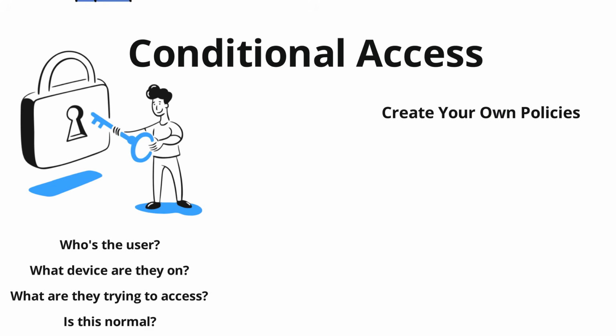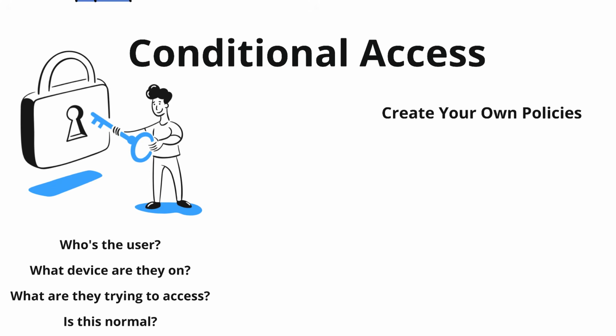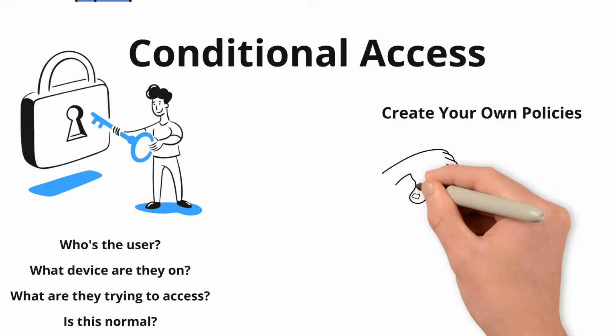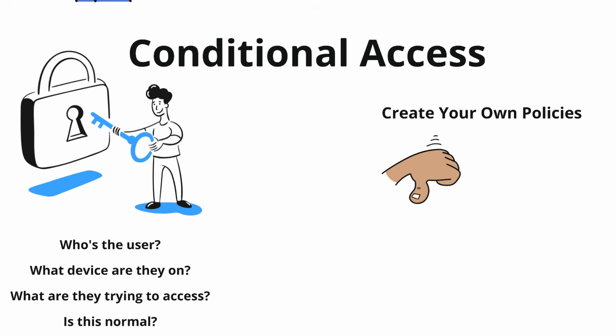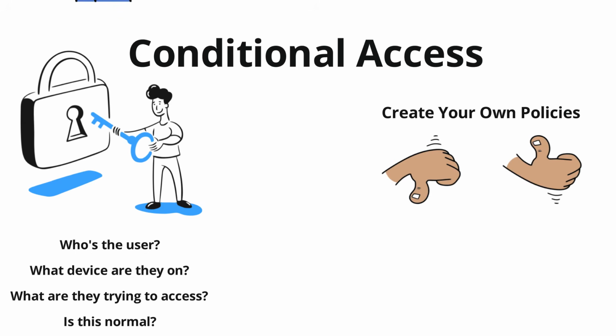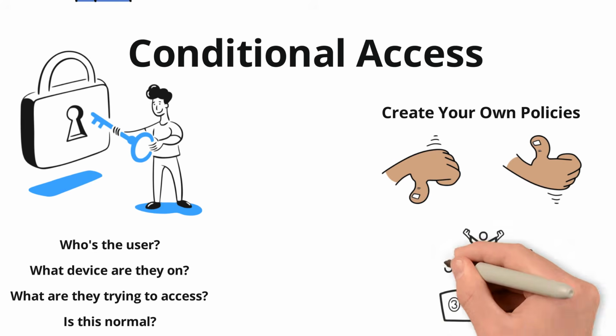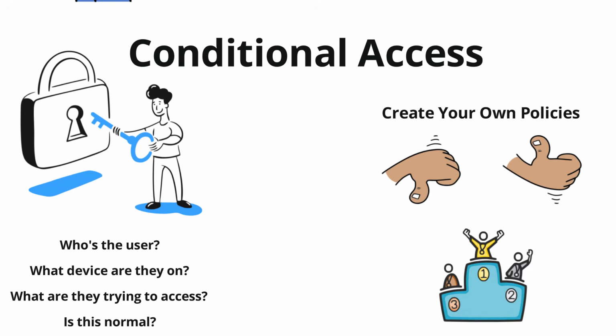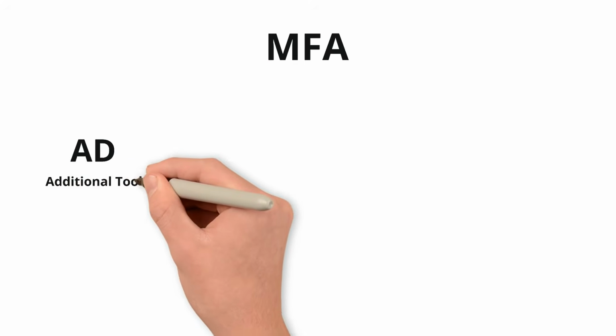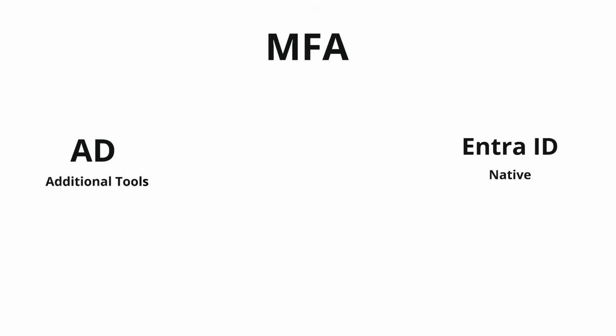Write a policy. If a user signs in from outside the US on an unmanaged device, block access or require MFA. If they're on a compliant Intune managed device on the corporate network, let them through without a prompt. You are making access decisions based on context, not just a password. You cannot do any of that natively with AD and GPOs. This is why conditional access is one of the most important skills in Microsoft environments right now. MFA. In AD, MFA requires additional tooling. In Entra, it's native. Security defaults enforce it across your entire tenant in minutes.